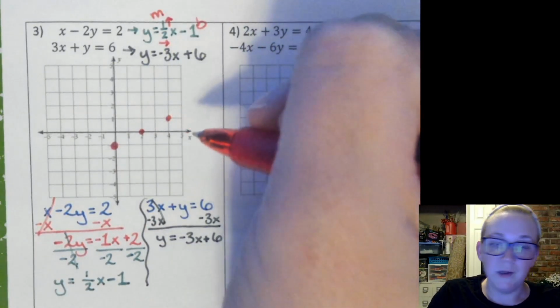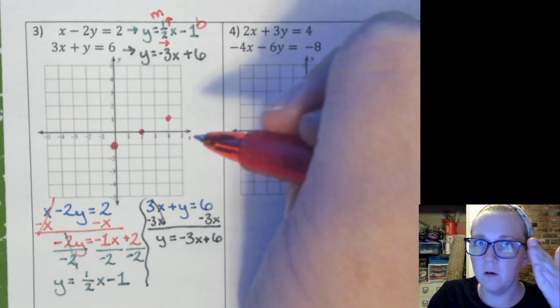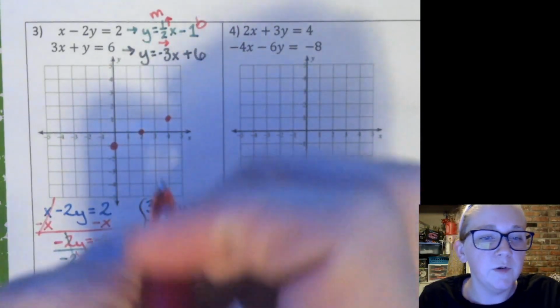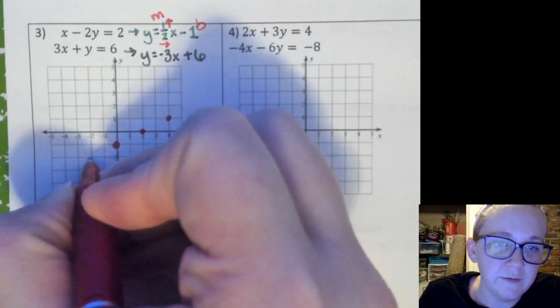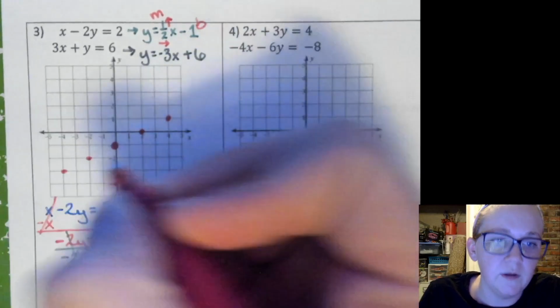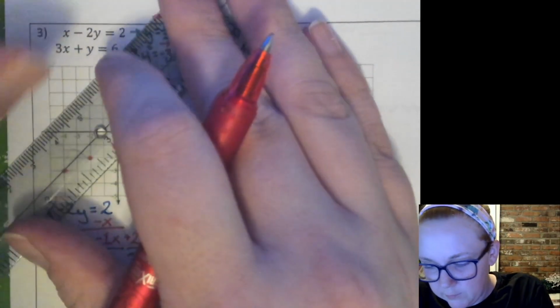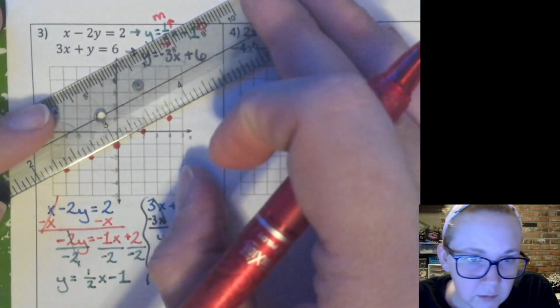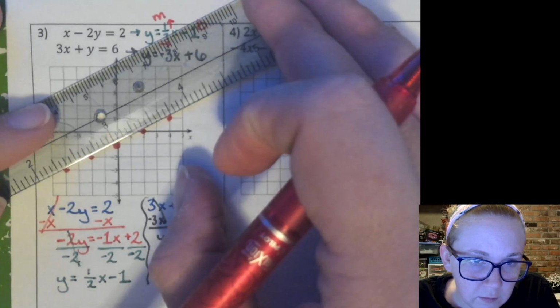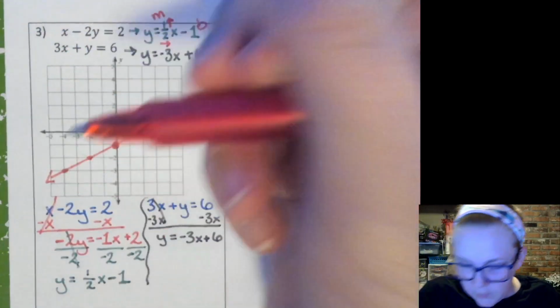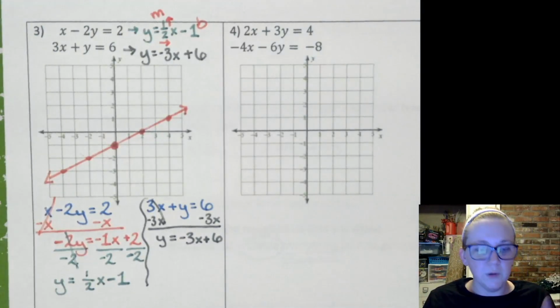But remember, I want you to fill the whole graph. So to fill the whole graph, we go backwards. Instead of going up 1, right 2, we go down 1, left 2, left 2, to fill the whole graph. Look at that, beautiful. Now we have to connect those dots. Pretty good. First one, boom, done.